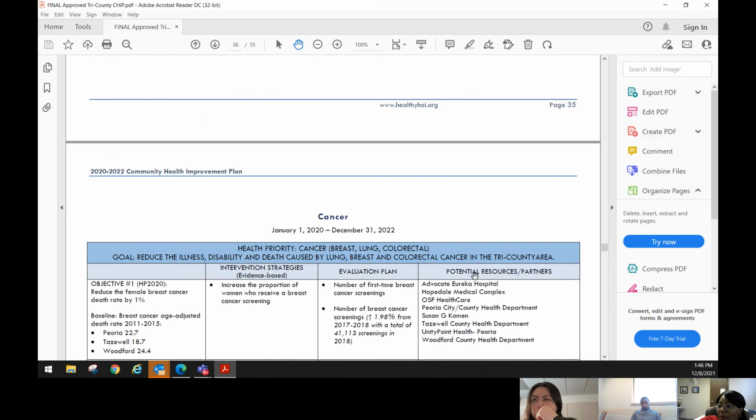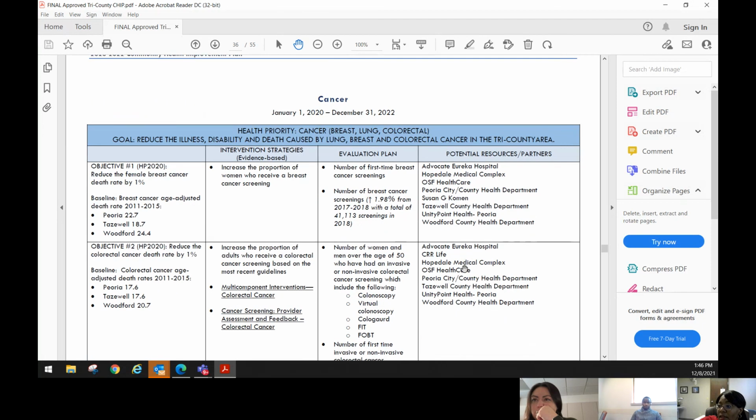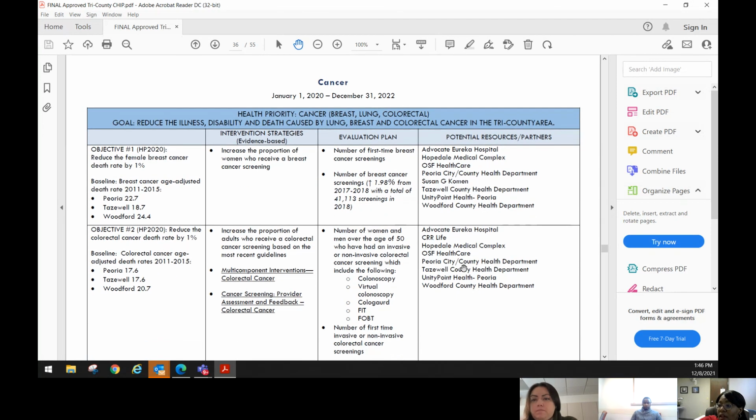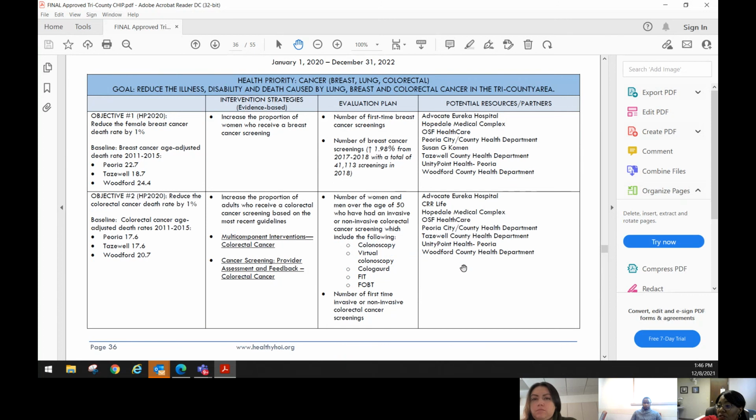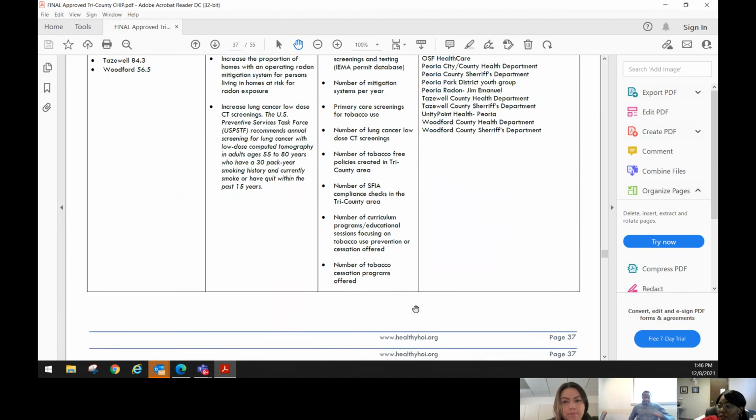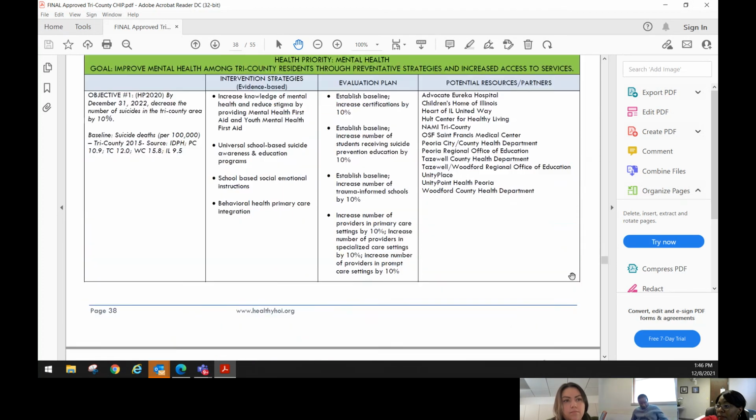So that's just an example, and I won't go through it. We did the same exercise with cancer. And as you can see, again, the methodology is that baseline. Then you have to evaluate it. You have to have your partners and then your interventions. Okay. See, mental health.